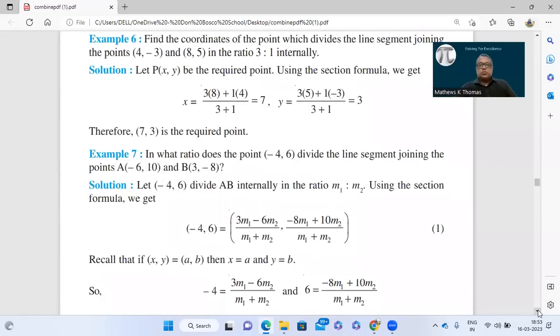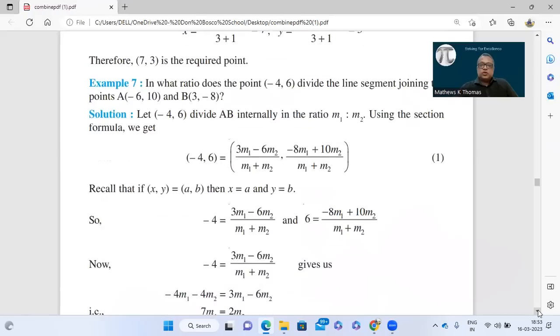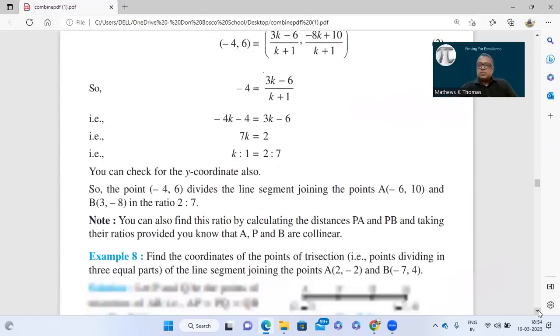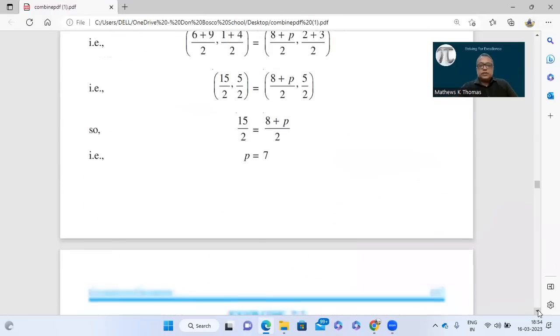X is x1 plus x2 plus x3 upon 3, and y is y1 plus y2 plus y3 upon 3. Otherwise, basically, in this chapter, you should know questions based on the distance formula and section formula, right?